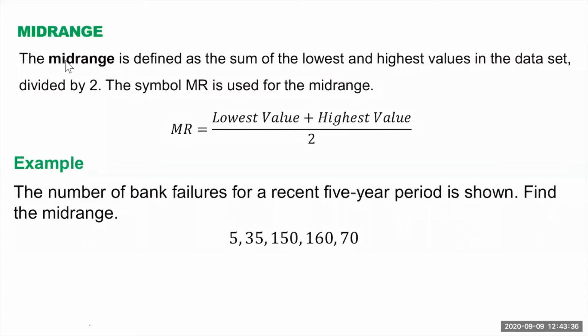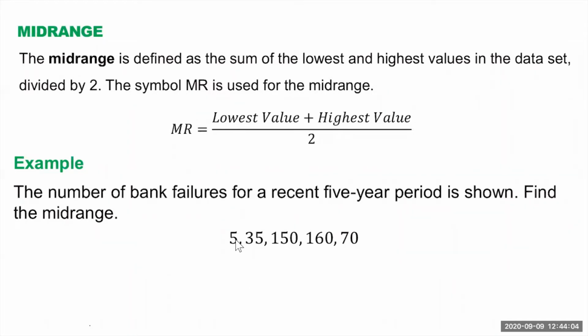Mid-range. When I say mid-range, it is the average of the lowest value and highest value. And when I say the average of two numbers, you have to add the lowest value and the highest value, and divide it by 2. If you add the lowest value and highest value and divide it by 2, you'll get a quantity called mid-range. Mid-range is denoted by MR. Let's take an example here.